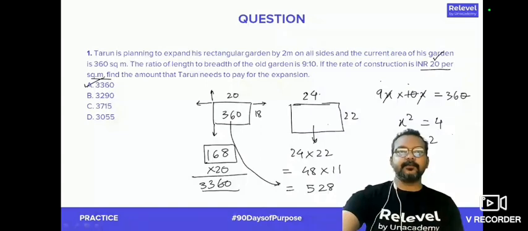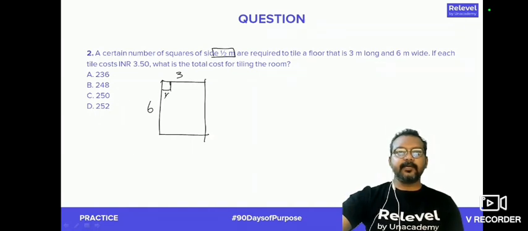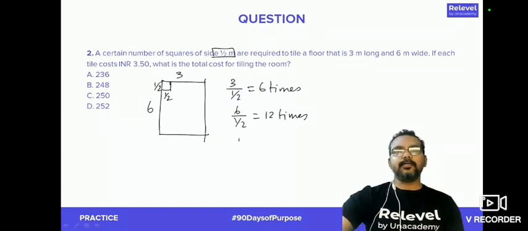Let's move on to the next one. Question number 2. A certain number of squares of side half a meter are required to tile a floor 3 meters by 6 meters. So 3 meters and 6 meters, and you are using square tiles of half a meter. If you take half a meter along the length, you will take 3 divided by half, so 6 tiles along the side, and along the other, 6 by half, that is 12 tiles along the other side. The total number of tiles is 6 times 12, 72.